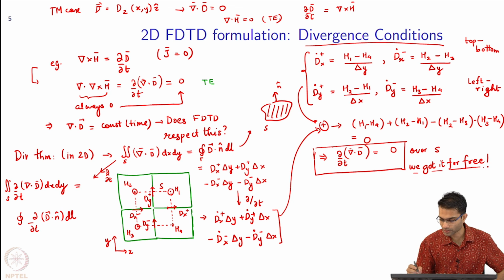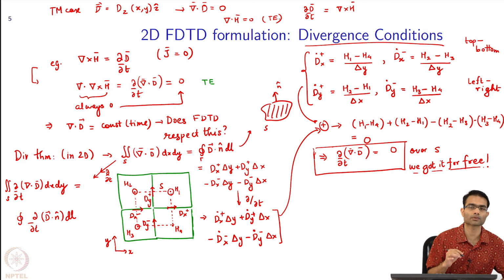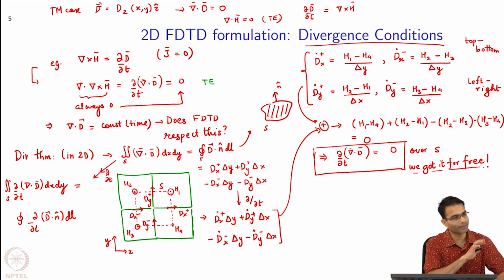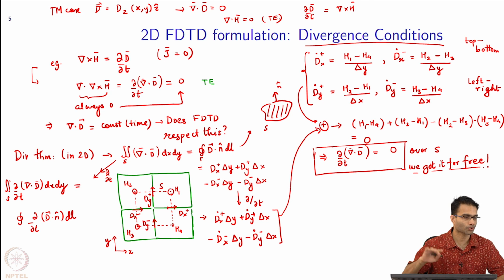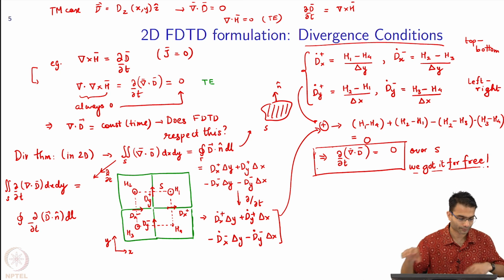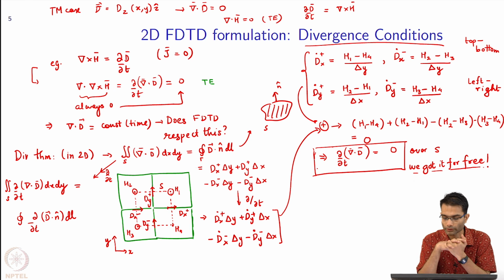Okay, so in other words, what the final line is that if divergence starts out as 0, my FDTD scheme guarantees that it remains 0 throughout the simulation. Okay, there is no accumulation of error on that account. Okay, so as I said, we just got it for free. Okay, so we'll close this discussion now, and next we'll look at numerical analysis of FDTD.